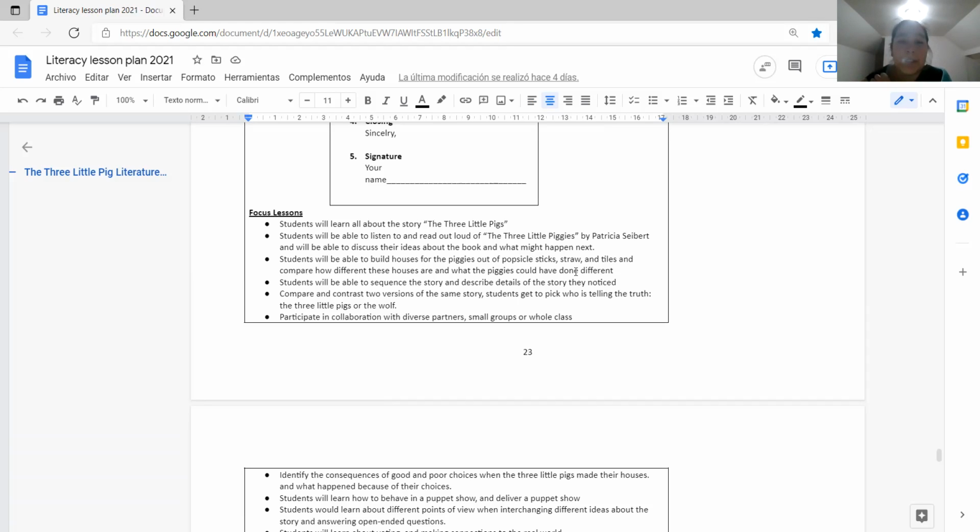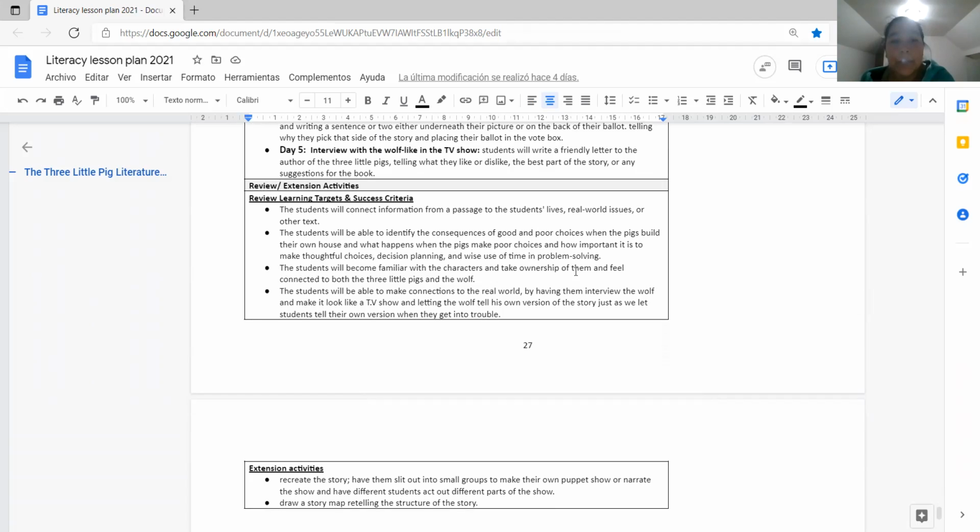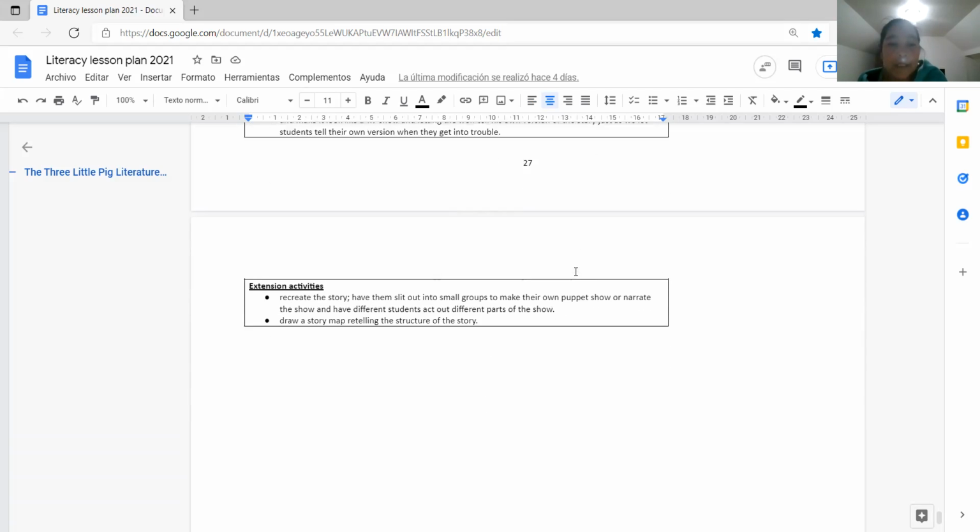The focus of the lesson will be to learn about the Three Little Pigs. Students will be able to listen and read aloud. So basically, review learning type and success criteria. The students will connect information from a passage to real world issues. The students will be able to identify the concepts of good and poor choices when the pigs build their own houses, and what happens when the pigs make poor choices. The students will become familiar with the characters and take ownership of them and feel connected to the Three Little Pigs and the wolf.